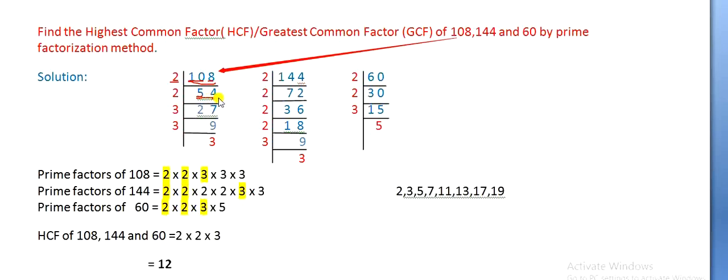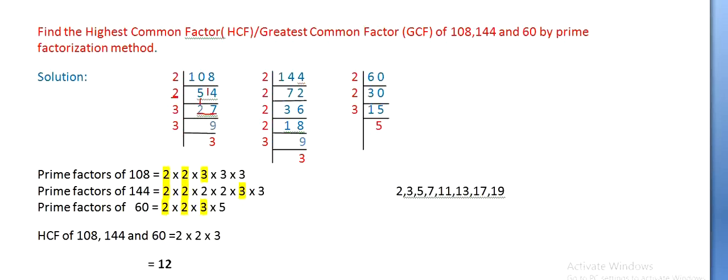Again 54 is an even number and it is divisible by the first prime. We chose 2 and wrote 2 here. 54 by 2. 2 2s are 4. 5 minus 4, we got 1. Then 1 and 4, 14. 2 7s are 14. 14 minus 14, 0. We got quotient 27.